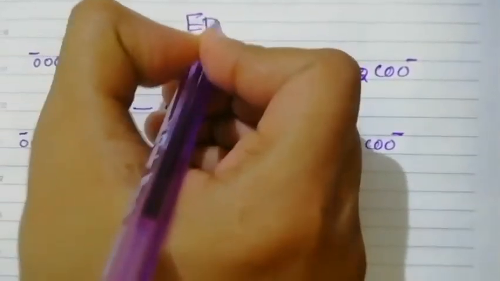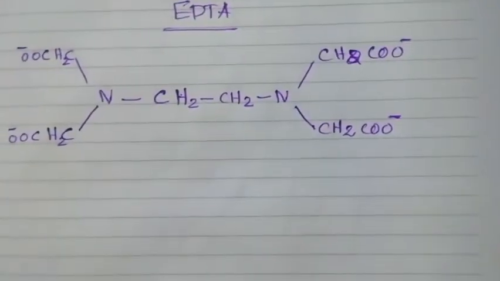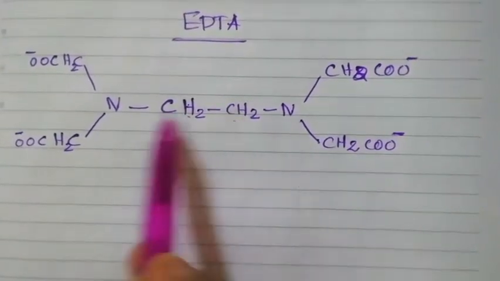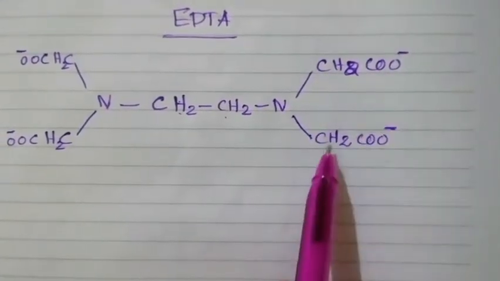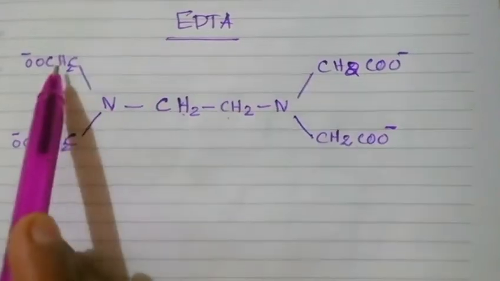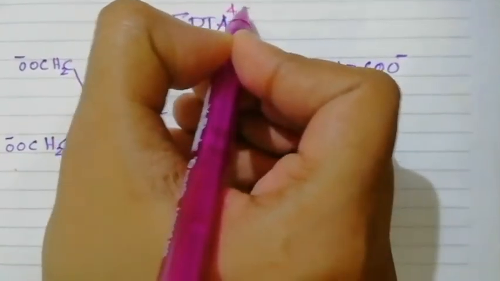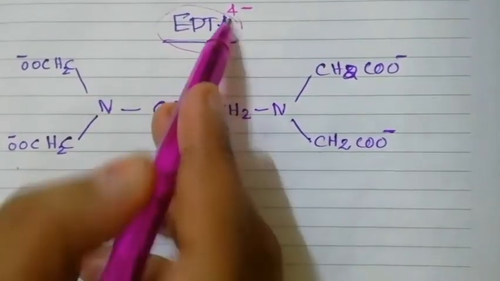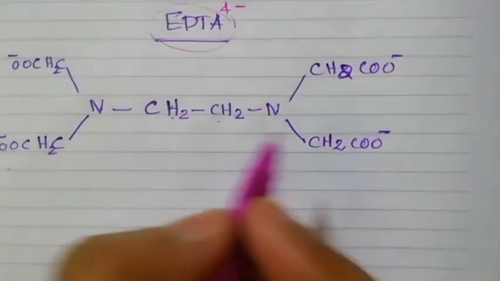So this is the structure of ethylene diamine tetraacetate ion, EDTA 4 minus. The structure of EDTA 4 minus is given here, not EDTA. So CH2, CH2. The structure is obtained by replacing 2 hydrogens from ethane 1,2 diamine, ethylene diamine, and where acetate groups are introduced, we get a structure like this. This is EDTA.